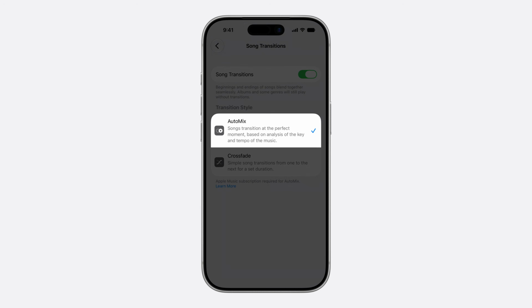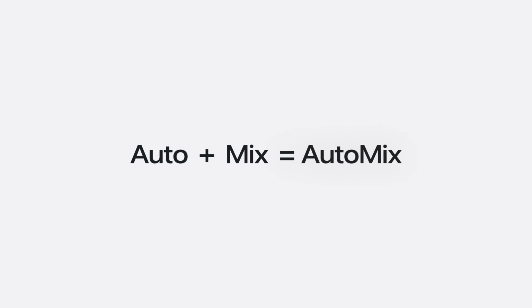Auto Mix is a setting in Apple Music that does what a good DJ does, keeps the music moving. It handles the transitions between songs automatically, so playback never stops. Auto, it happens without you doing anything. Mix, it blends songs together. Together they form a word that doesn't exist, yet you can understand it immediately.